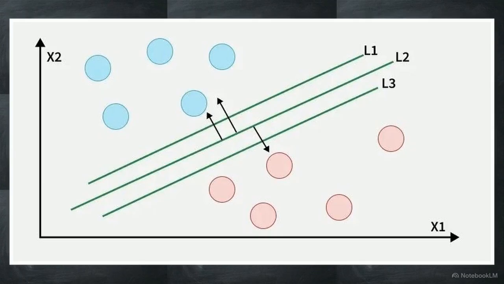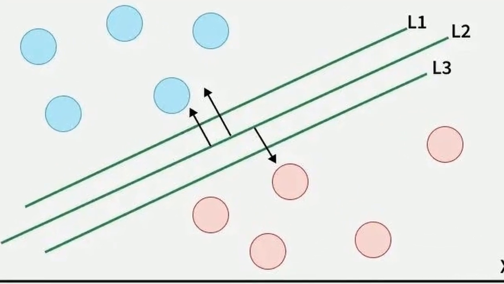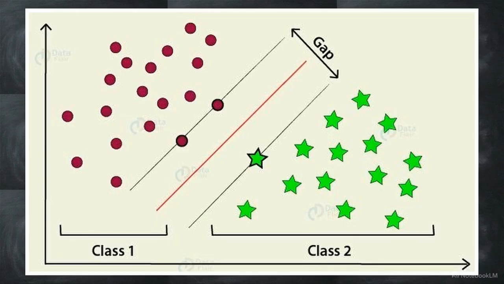boundary. In this two-dimensional space, there are an infinite number of valid lines that separate the blue circles from the pink ones. But an SVM rejects arbitrary boundaries. It seeks the single optimized hyperplane, line L2, maximizing the empty space between classes. This diagram shows exactly how that optimized gap operates.